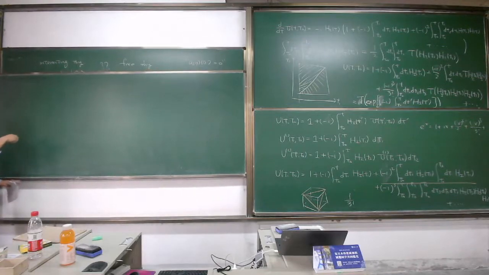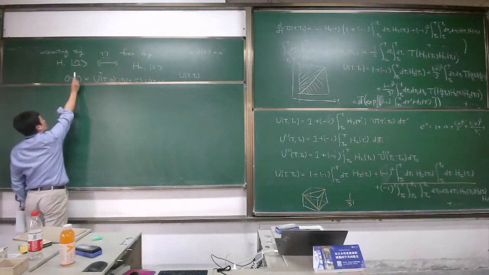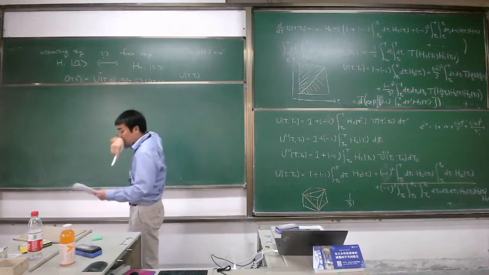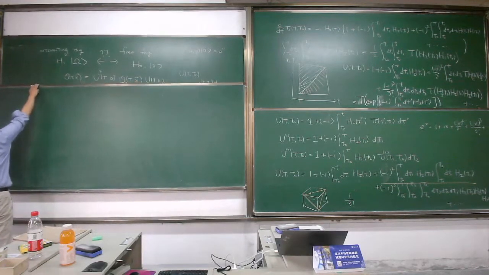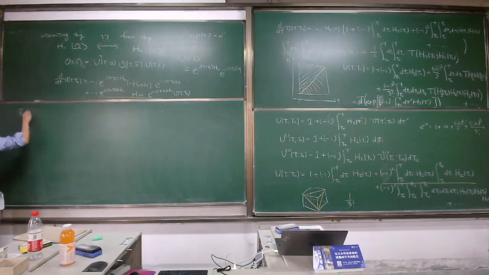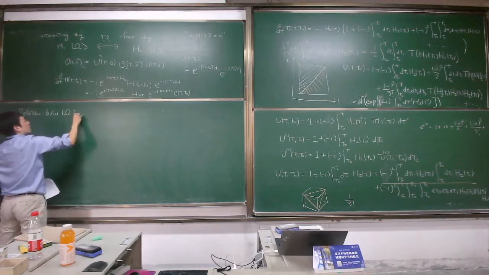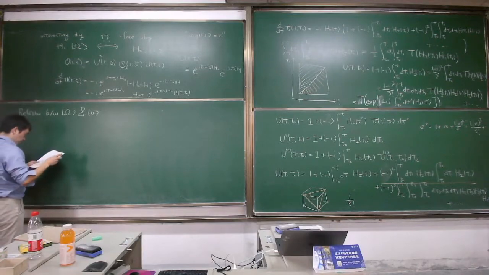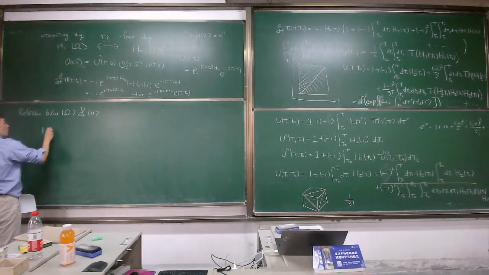So now, we want to understand the relationship between the true vacuum in the interacting theory and the vacuum of the free theory. So now, first let's see, H is the full Hamiltonian.